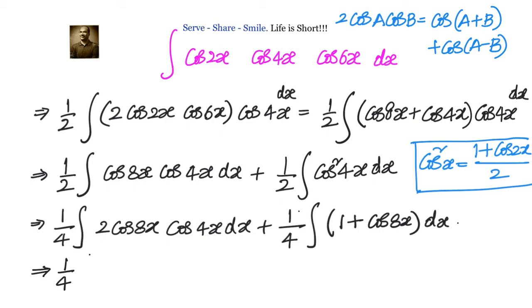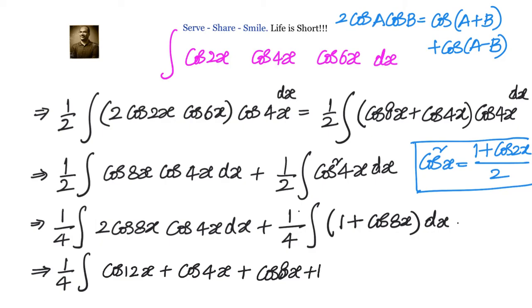So it will become 1 by 4 of, what is 2 cos a cos b? Cos of a plus b plus cos of a minus b. What is our a? 8. What is our b? 4. What is a plus b? 8 plus 4 is 12. And what is a minus b? 8 minus 4 is 4. So I can go ahead and write down 1 by 4 into, and I can take 1 by 4 common between first and second term. So it will become 1 by 4 into cos 12x plus cos 4x plus cos 8x plus 1.